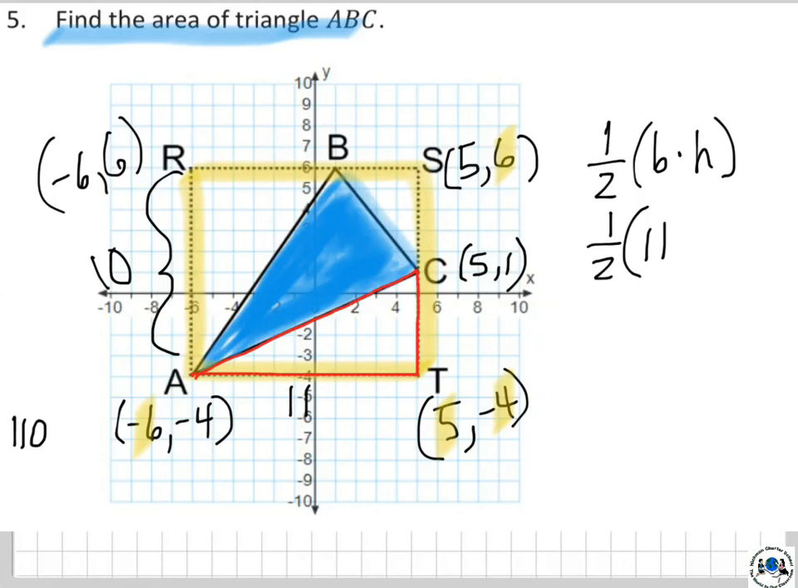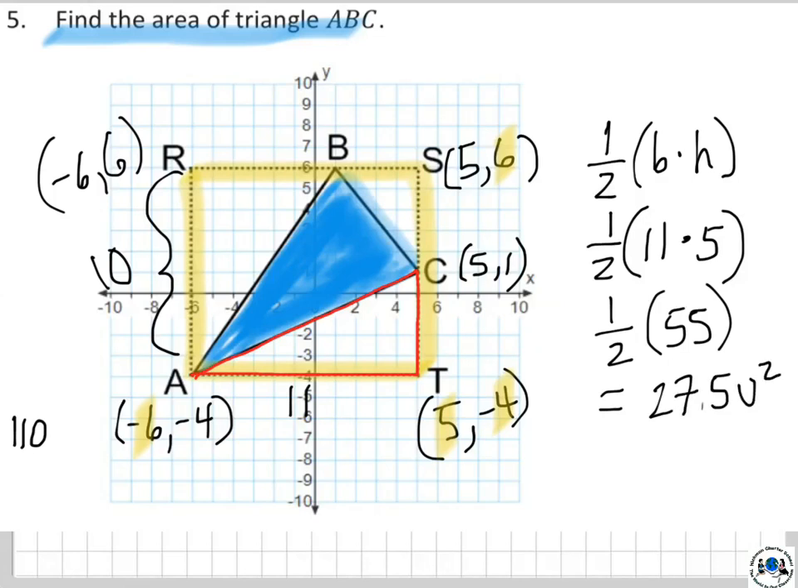So we have that, so that is 10, but if we're going to find the height of this rectangle, we're going to need to look at the y values between t and c, okay? And if we do that, we get 5, and as you can see, very conveniently, that is exactly 1/2 of the entire height of the rectangle, okay?